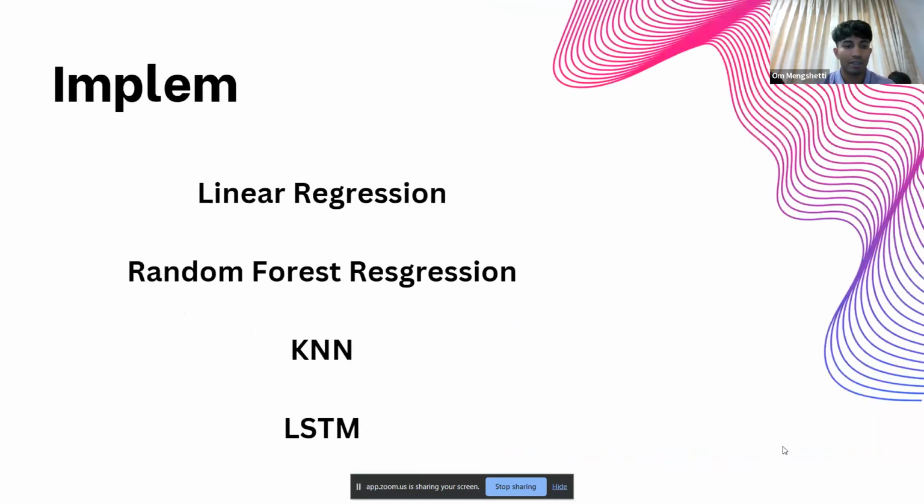Moving on, we have the implementation, where we have implemented 4 machine learning algorithms, which are linear regression, random forest regression, KNN, and LSTM.